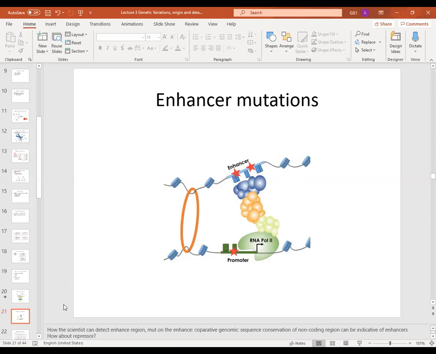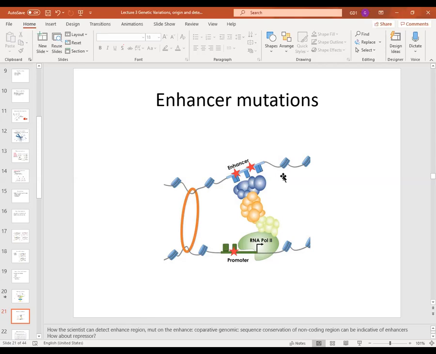The question is how scientists can detect the enhancer region, because it is not very close to the gene body. So how can a scientist detect an enhancer? One of the very popular methods scientists use is comparative genomics.